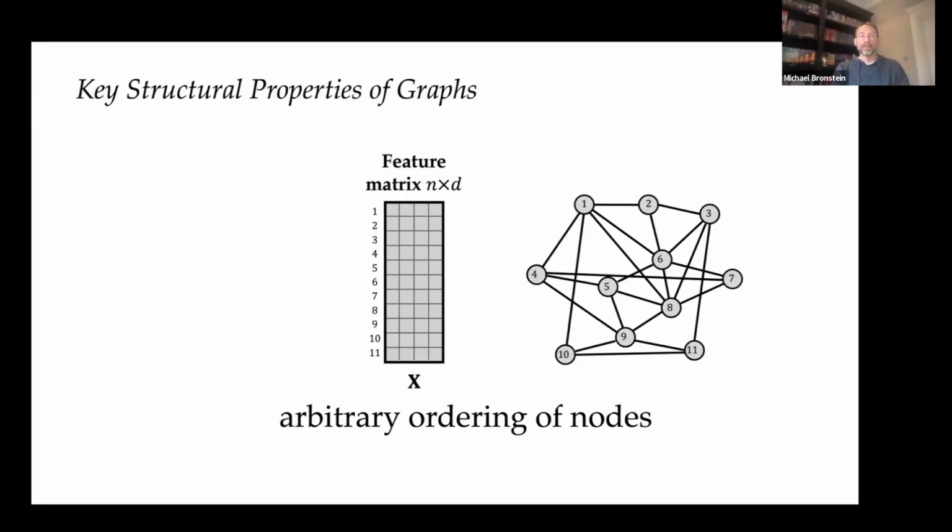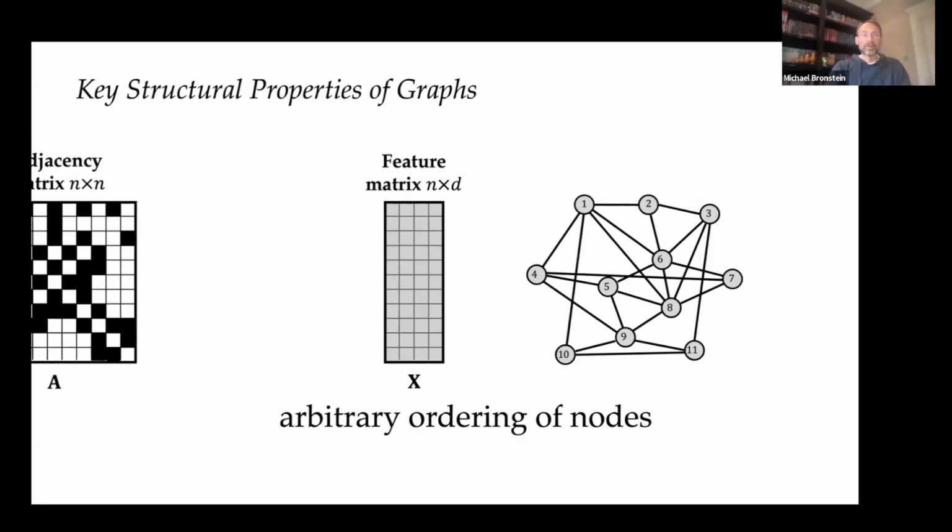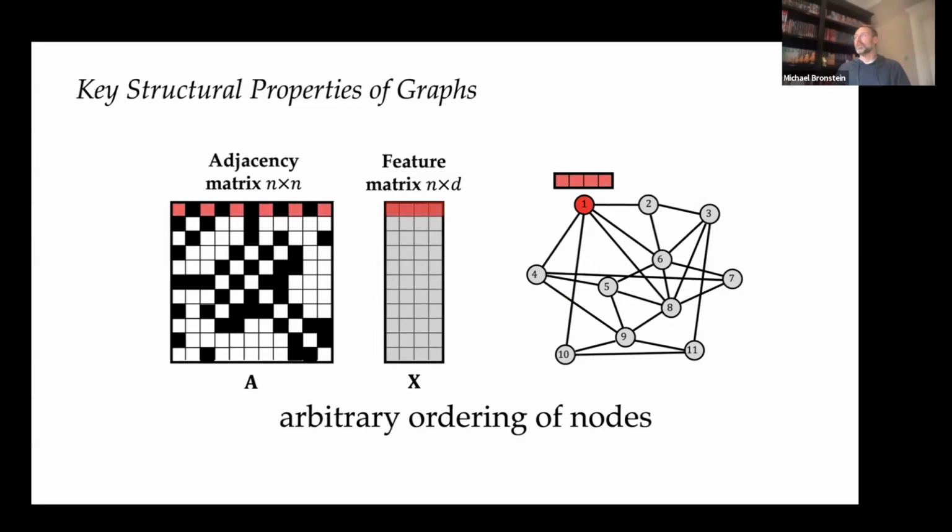So I denote by n the number of nodes, and we can represent these objects, right? It's not clear how to work with a graph on a computer, so allow me to represent them as these two matrices. We call it the feature matrix and the adjacency matrix, right? So the adjacency matrix is a matrix where in position i, j, we have 1 if there is an edge between nodes i and j, and 0 otherwise.